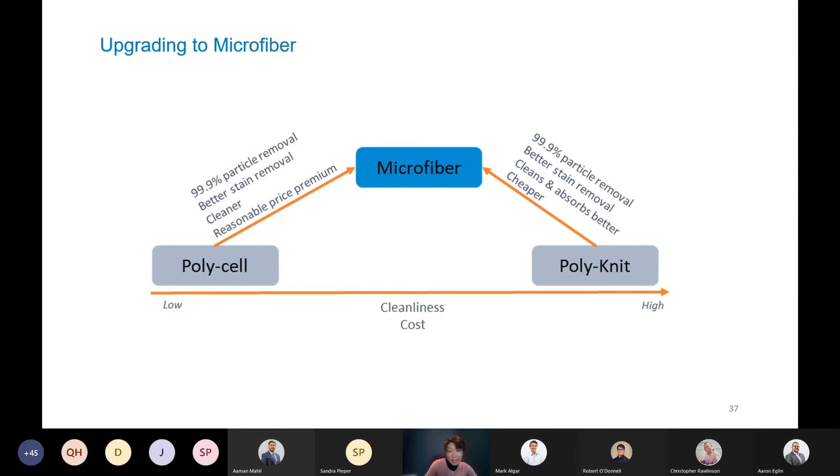So as I've said, microfiber could be an upgrade from both substrates, depending on the cleaning environment you're in or the cleaning application. It's a slight upgrade from a cost standpoint from polycell, but it cleans a lot better. And compared to polyknit, it's more cost effective with better stain removal, but it may not be as clean. But again, not every environment requires a substrate as clean as polyknit. So microfiber could be a nice bridge between the two substrates.